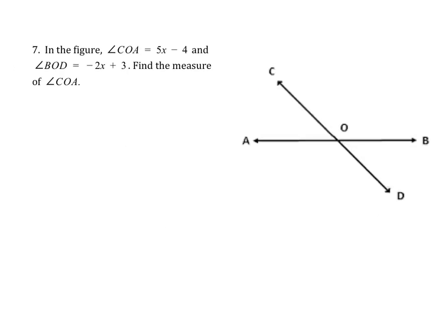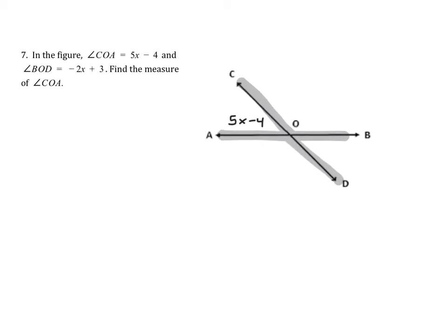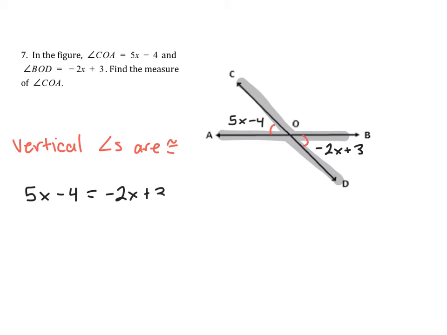Okay, so for this problem, it says in the figure, angle COA is 5x minus 4. And angle BOD right here is negative 2x plus 3. Find the measure of COA. So one thing that you might notice is that these 2 angles are vertical angles. And we know that vertical angles are always congruent. So since they're congruent, we can set their values equal to each other.